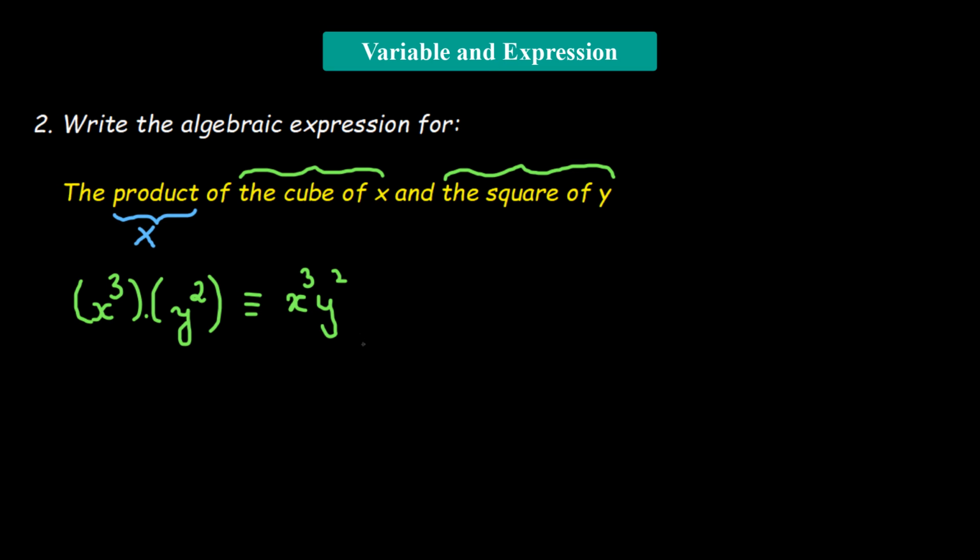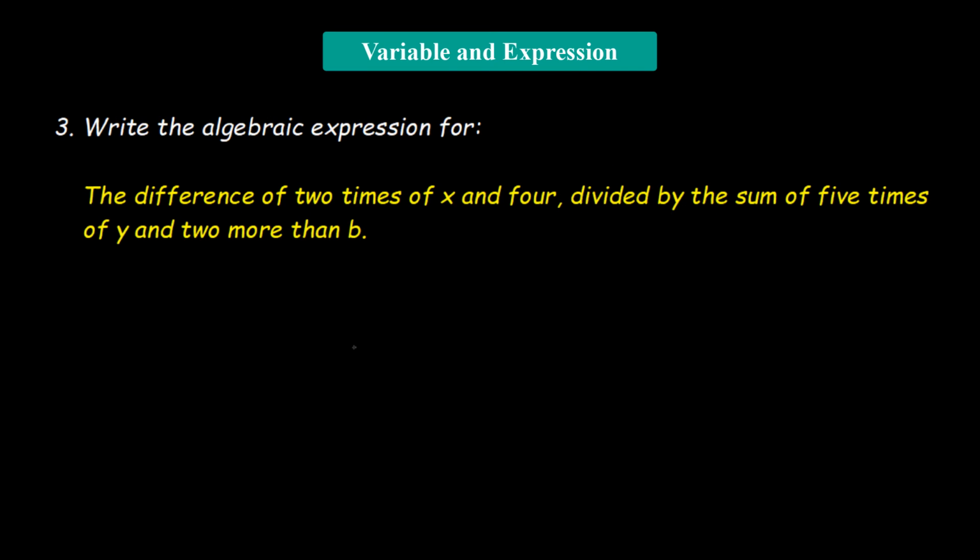Let us do another problem. So here we have another mathematical statement: the difference of 2 times of x and 4 divided by the sum of 5 times of y and 2 more than b. Now it looks very complicated. It's quite a long statement, but it's actually very simple. Let's try to break it down as simply as possible.